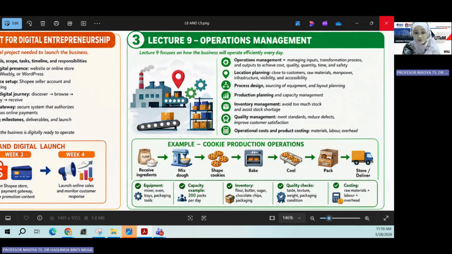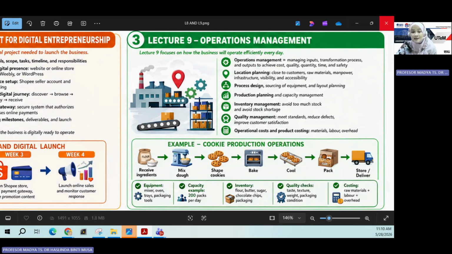And the outputs are the final product or services that are delivered to the customer. In this case, the output is your packed cookies ready for sale and delivery. So operations management will ensure that this process is efficient, consistent, safe, and also profitable.